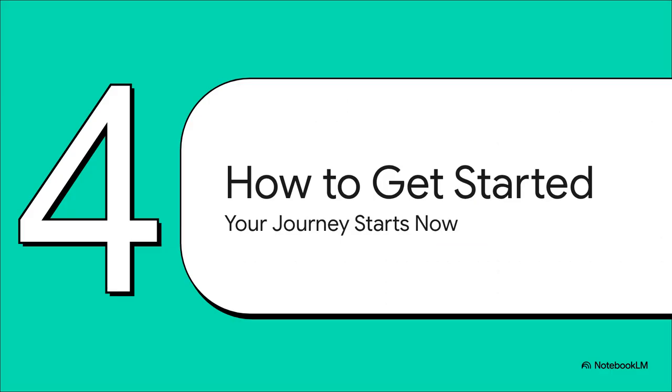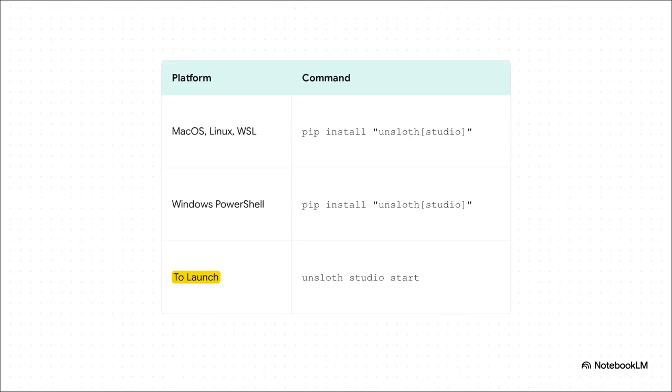All right, so by now you're probably thinking, okay, I need to try this. So let's talk about how to get started, because your own AI journey can literally begin right now. You are going to love how easy this is. The installation is basically two simple steps. You run one pip install command, that's it, and it works on Mac, Linux, and Windows. Once that's done, you just type Unsloth Studio Start in your terminal, and it launches the whole web interface. It is seriously that simple.